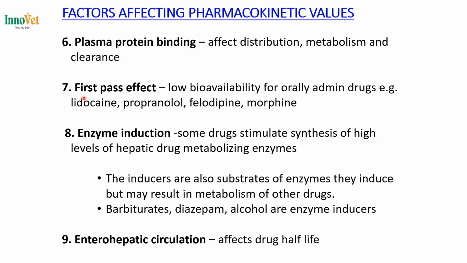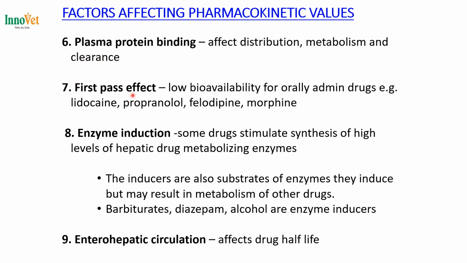We move to the next, which is plasma binding, protein binding. The major binding protein within the plasma is albumin, and those drugs that are strongly bound to albumin within the plasma have low distribution or volume of distribution and metabolism, as well as a low clearance.